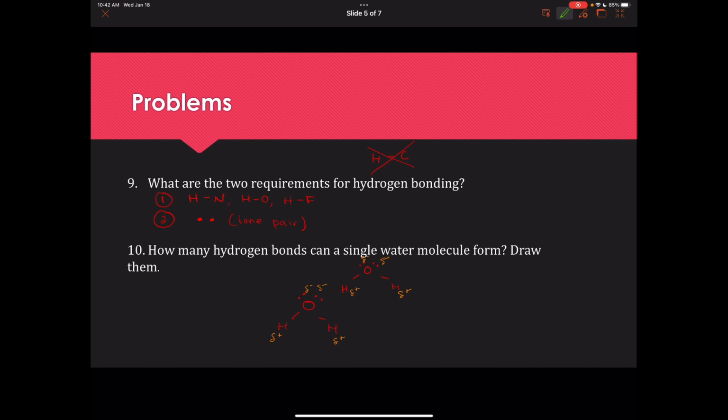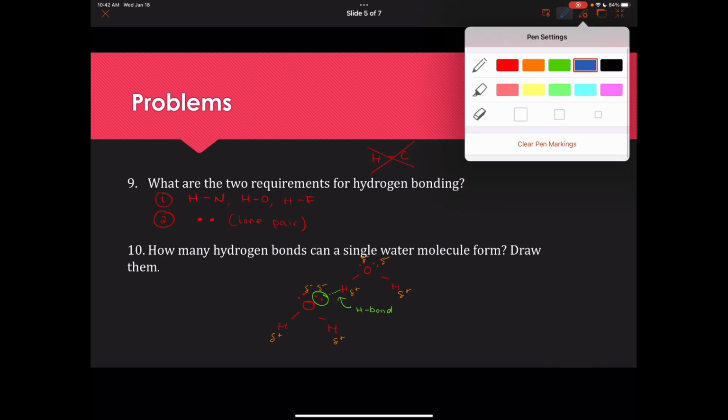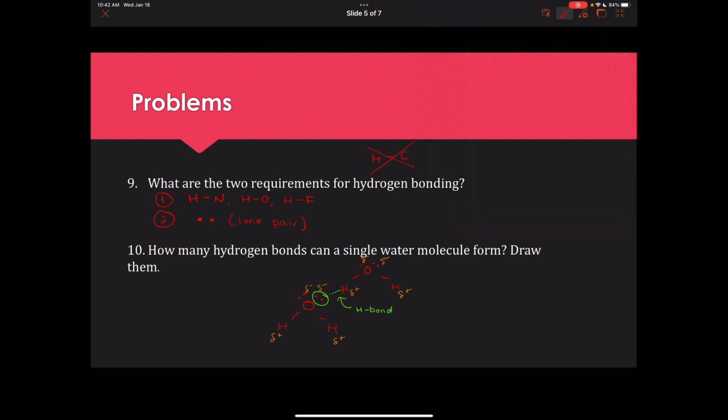So what we're going to have is these lone pairs on oxygen being very attracted to my partially positive hydrogen. That attraction is my hydrogen bond. So it's not the chemical bond to hydrogen, it's not the OH in the water, it's the lone pair from oxygen attracting to a hydrogen in another water molecule. Now, that water molecule has two lone pairs. So the lone pair on the other side can also attract to a partially positive hydrogen.